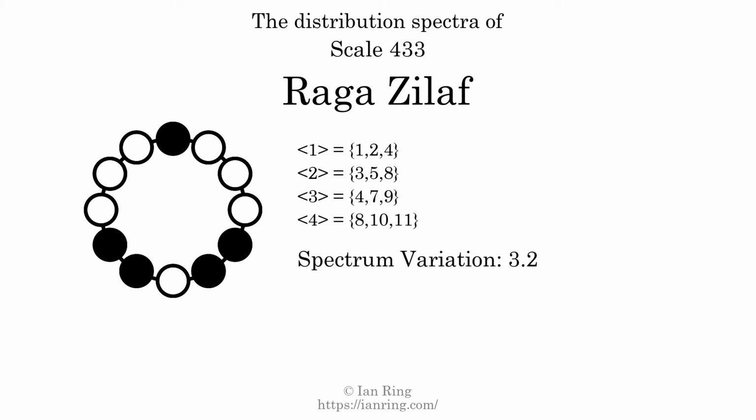The spectrum variation is the sum of all the widths, divided by the number of tones. The spectrum variation of this scale is 3.2. Since the variation is greater than 0, this indicates that the scale is not perfectly even. The highest spectrum width is 5.